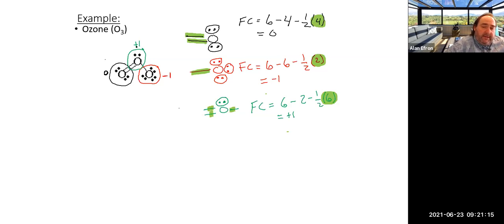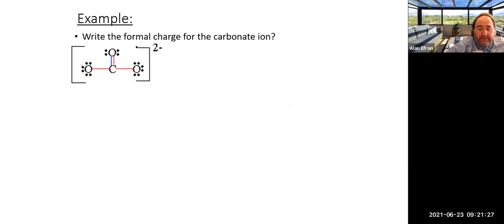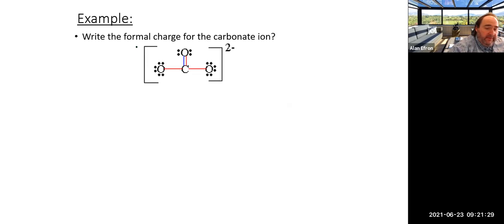Question on how to calculate the formal charge there. So why don't you try one here? Why don't you calculate the formal charge on all of the elements here, the carbon and the 3 oxygens that we see here in carbonate. So take a moment or two, calculate the formal charge for the carbon and the 3 oxygens in carbonate, and we'll talk about it here in just a sec.